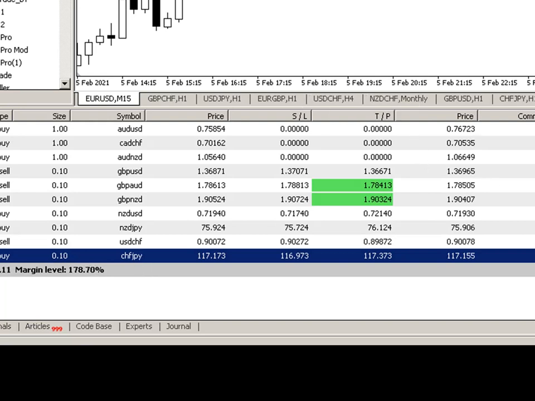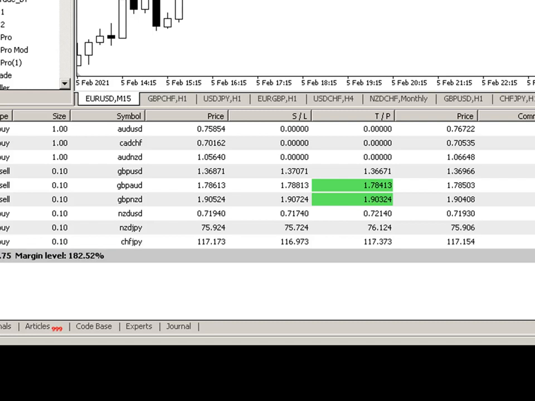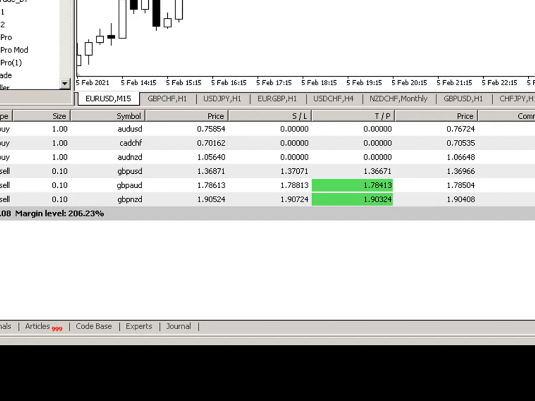I'll close those down because I don't really want to trash my equity curve. This is what happens when you're developing and testing. You're going to do loads and loads of these little demo trades, just testing the system out. Hence the reason why you get an equity curve which looks like it does.